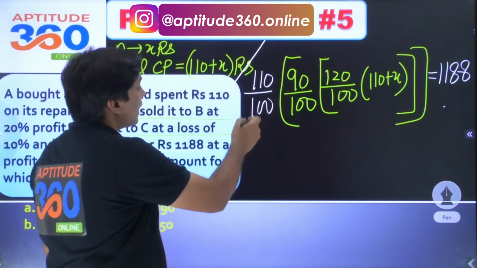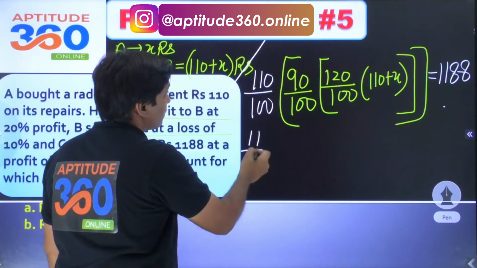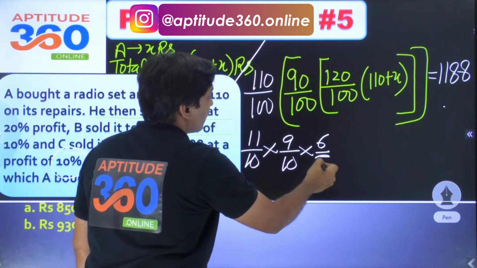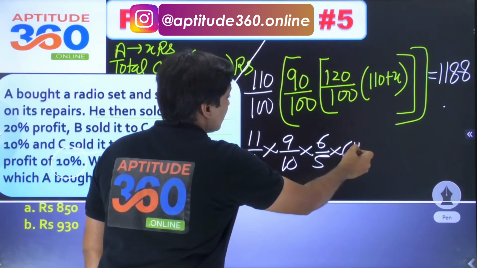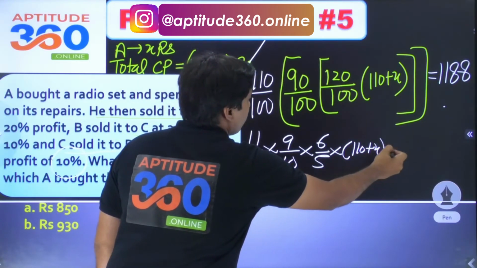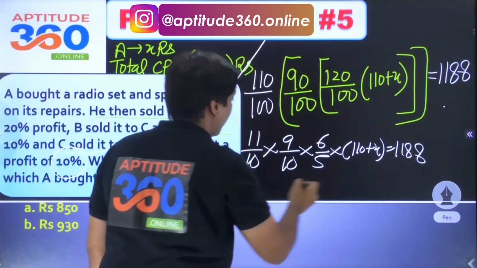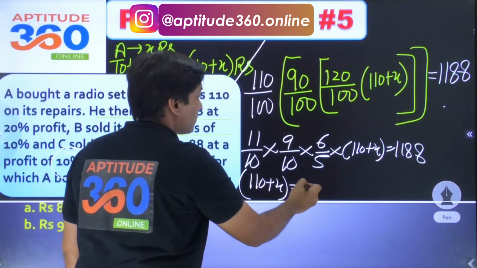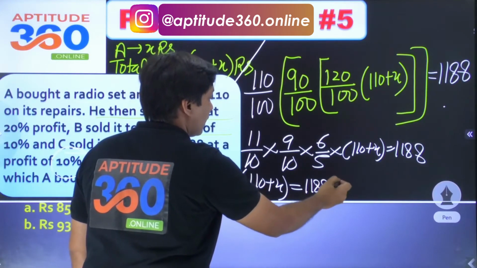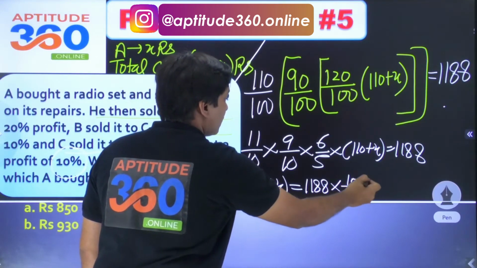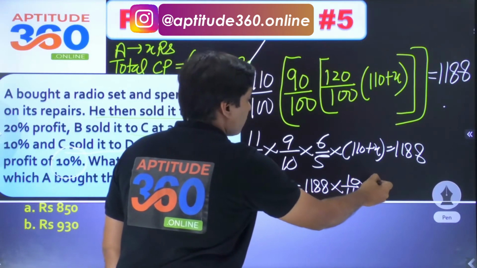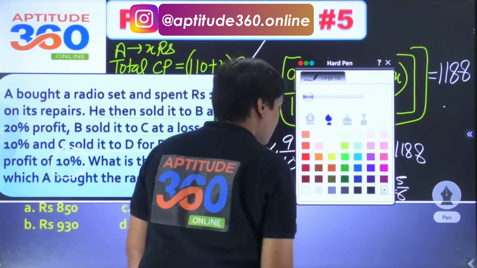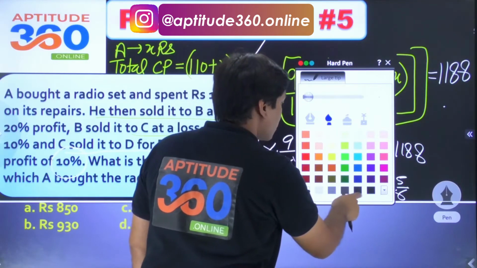Now can I write this value as 11 by 10, and this value is 9 by 10, and this value is 6 by 5, and 110 plus x is 1188. So the value of 110 plus x will become 1188 into 10 by 11 into 10 by 9 into 5 by 6. And if you simplify this one, it is done, isn't it?